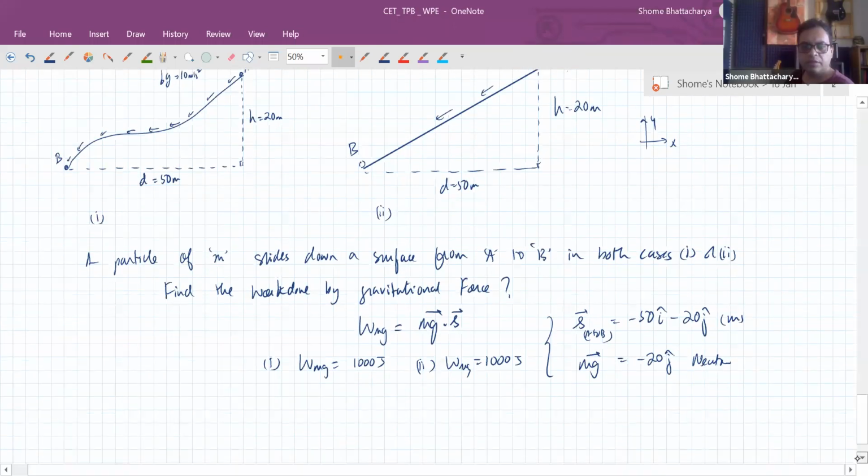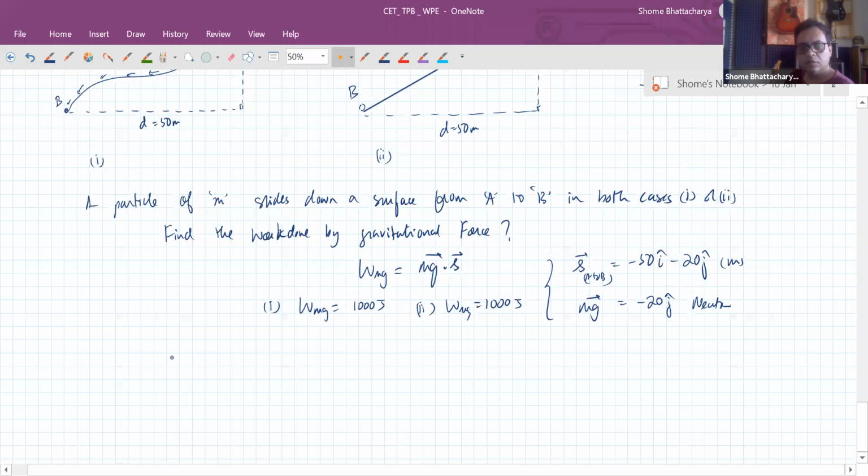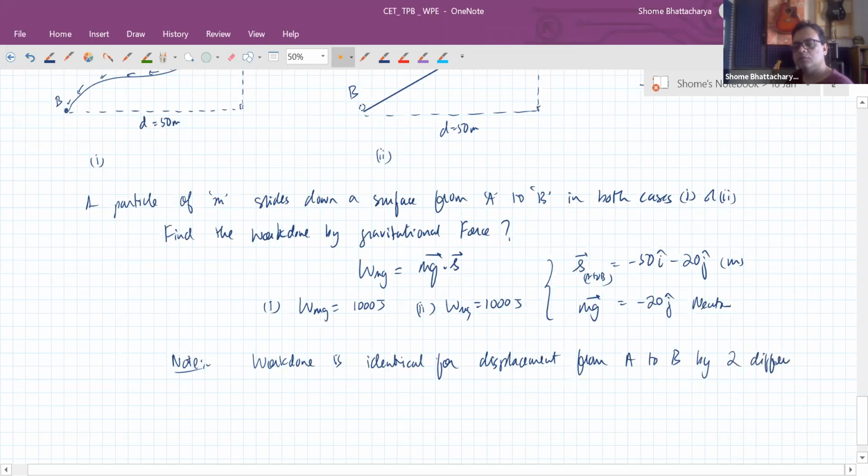Okay, so the conclusion at the end over here is that the work done is the same even though the paths are different, for displacement from A to B by two different paths. Because weight or gravitational force is conservative by nature.